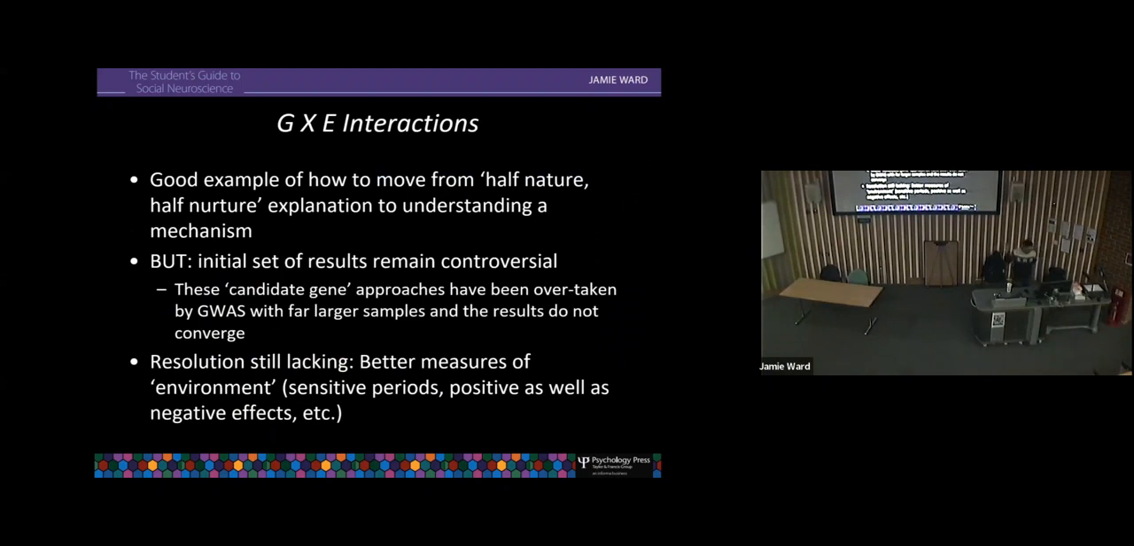Well, okay, I'll come back to that, but in terms of a mechanism, I think that these are kind of nice stories, whether they're true or not, because instead of saying, oh, it's half genes and half environment, actually we can understand exactly how these two things are working out and how they're playing out at the level of individual circuits, although that story hasn't been fully told. Why are these results controversial?